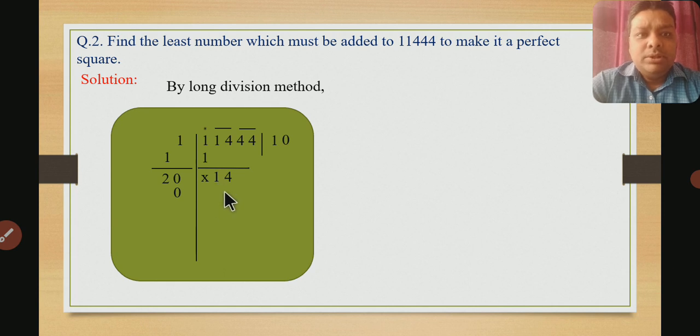Now it will be 0 0 here also. So 14 will be the remainder here, and here 20 after adding, and 44 and 44 we will write. Now what number can we take which should be minimum than 1444? If we multiply it with 6, 6 we will write 3 times. Now it will be 1236.